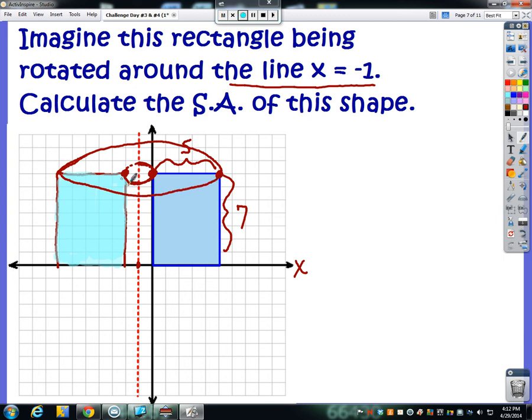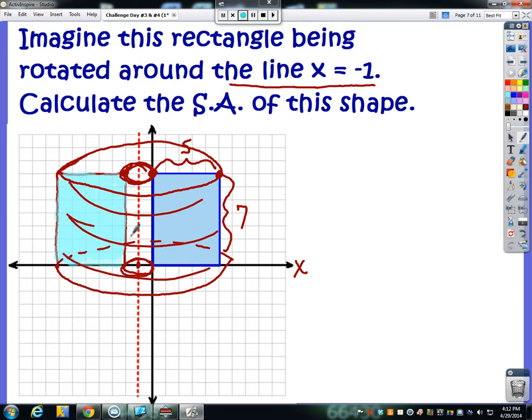So we kind of have two circles going on here. We have this inner circle and we have this outer circle. And we're going to see the same thing happen once again down here in the bottom. So you can imagine here we're creating a toilet paper roll, right? Now, the question is, calculate the surface area of this particular shape.